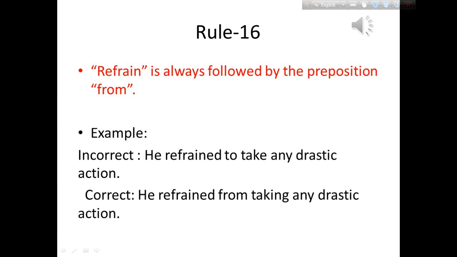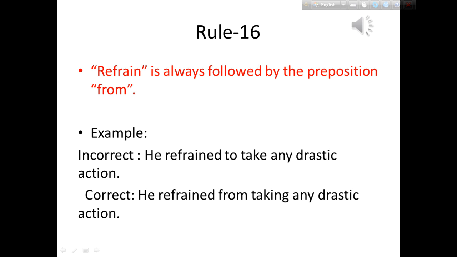During the last class, we discussed 15 rules on the topic of common mistakes. So, our today's class will be started with rule 16. Here, the first rule is refrain is always followed by the preposition from. The very word refrain means to avoid doing something, thinking it as bad. So the phrasal verb will become refrain from.